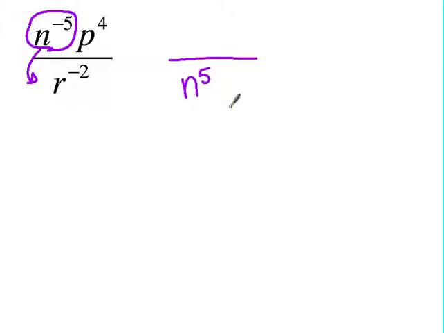What about the p to the fourth? It stays put. Okay, what about the r to the negative second? It's a negative, so I'm going to move it up here. So I'm going to go ahead and have p to the fourth, r to the second, all over n to the fifth, and that is your answer.